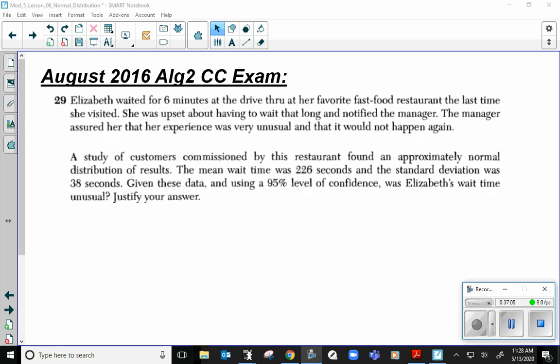Oh, this is a great problem. Again, August 2016, Common Core, short answer. Elizabeth waited for 6 minutes at the drive-thru at her favorite fast food restaurant.